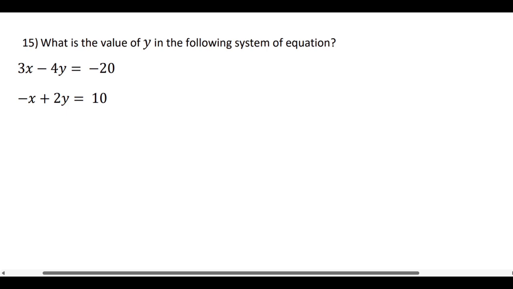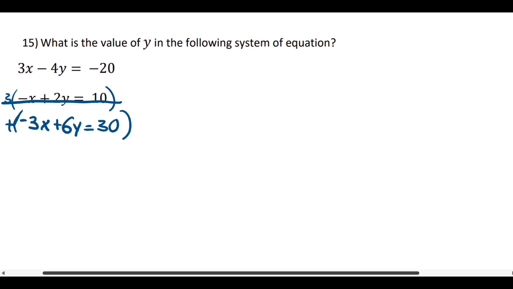Number 15, what is the value of y in the following system of equations? In order to get y, we're going to use a method called elimination. We're going to do that by multiplying the bottom equation by 3 so that we can eliminate x. If we multiply the bottom equation by 3, we'll have negative 3x plus 6y equals 30. And then we're going to add the two equations together. The first one and the last one.